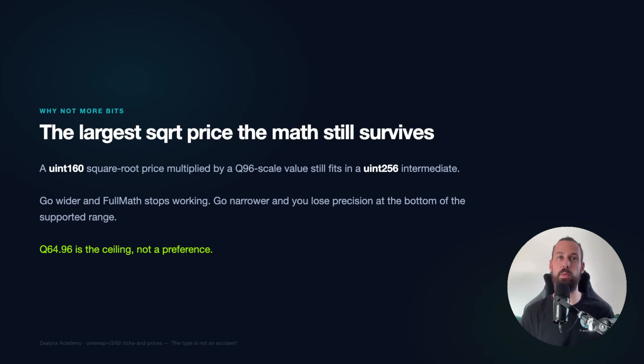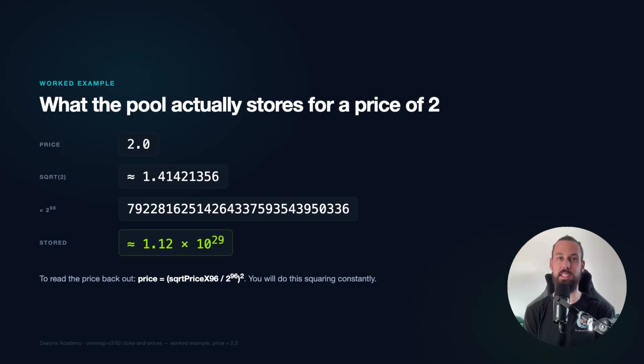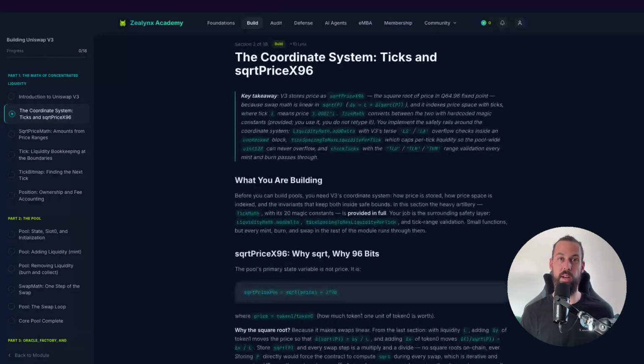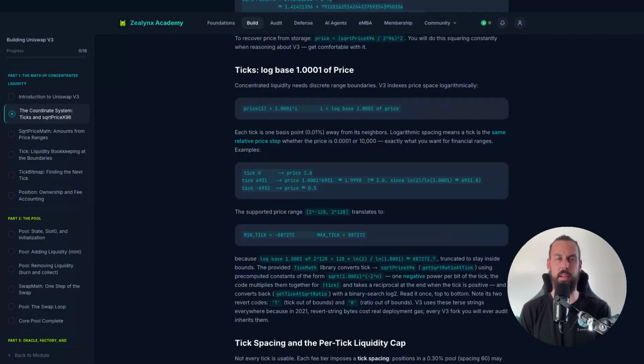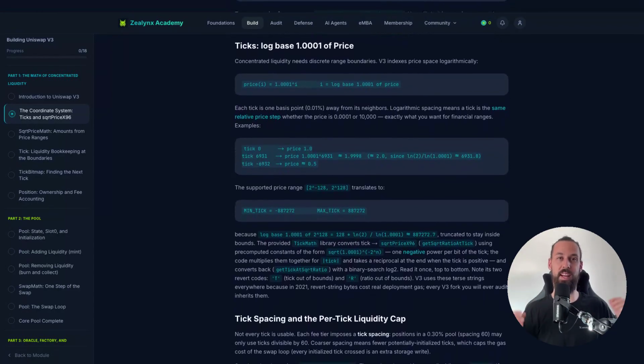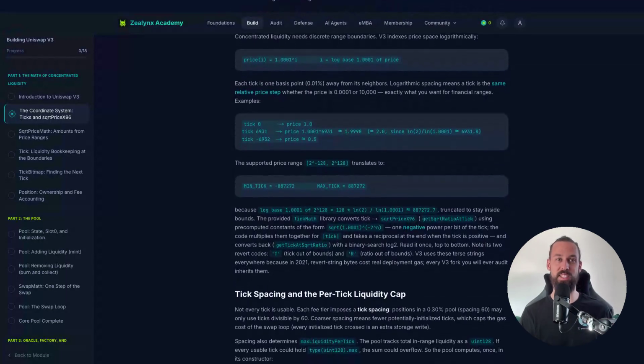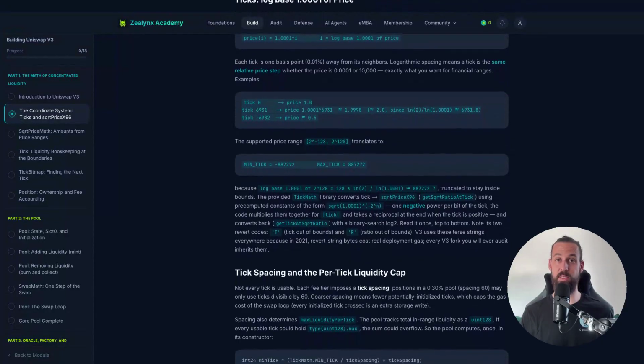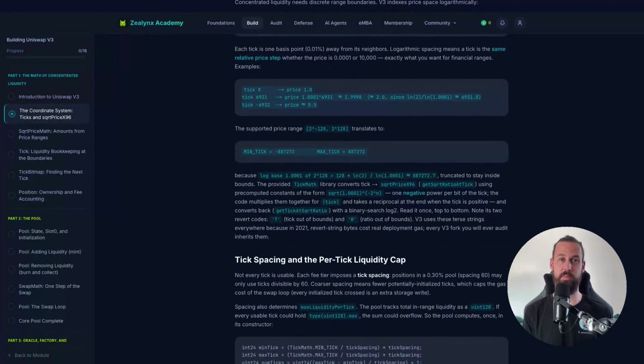It's the largest square root price that still keeps the intermediate math inside a uint256. Let's make it concrete. Say the price is 2. The square root of 2 is about 1.414. Multiply that by 2 to the 96th and you get roughly 1.12 times 10 to the 29th. That enormous number is what the pool actually stores. And to get the price back out, you divide by 2 to the 96th and square it. You'll do that squaring constantly when you reason about V3, so get comfortable with it now, okay?